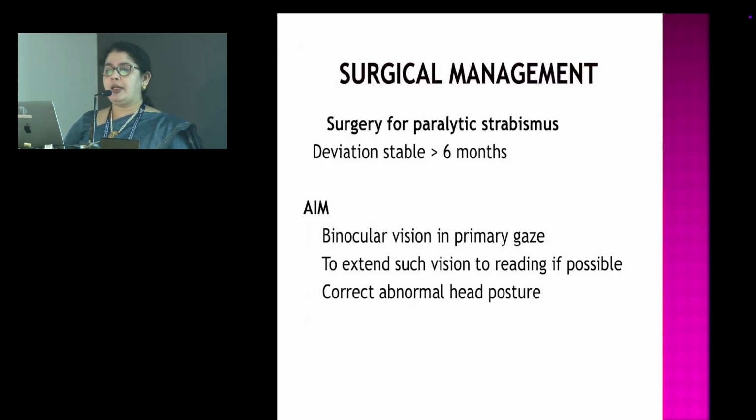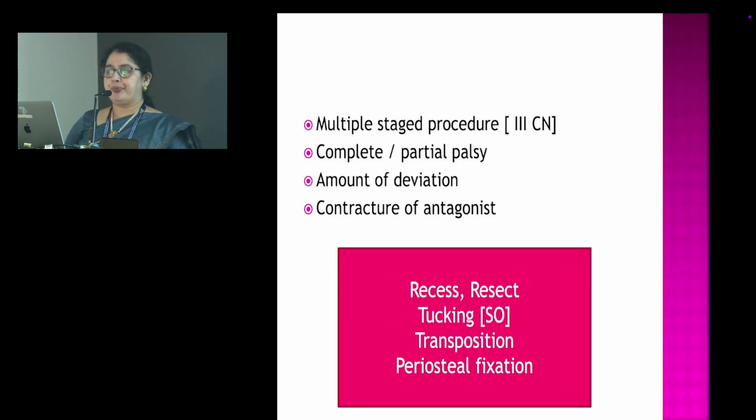Surgical management, ideally, you have to wait till the deviation is stable for more than 6 months at least. And the aim is to give binocular vision in primary gaze or to extend it to the reading position also, and correct abnormal head posture. So, multiple stage procedures may be required. It depends on whether it is a complete palsy or whether there is some residual action of the muscle, amount of deviation, whether there is contracture of the antagonist, etc. And a variety of surgical procedures are available according to the condition.